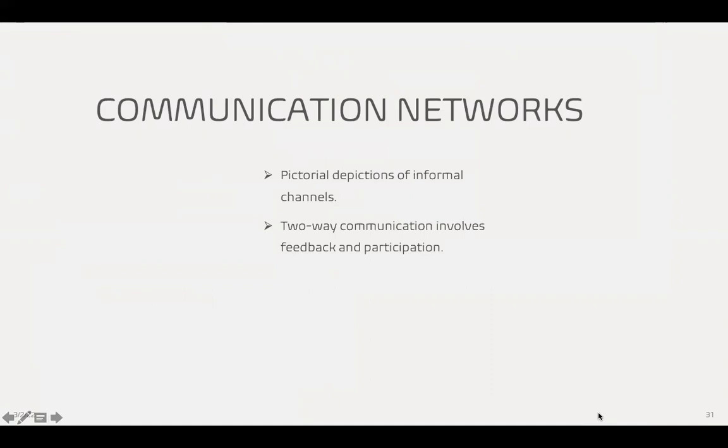Communication networks. Communication networks refer to the pictorial depictions of informal channels. Two-way communication involves feedback and participation. In another research study, it was found that effective groups involved in complex tasks use decentralized communication patterns, while routine tasks involved centralized communication patterns.